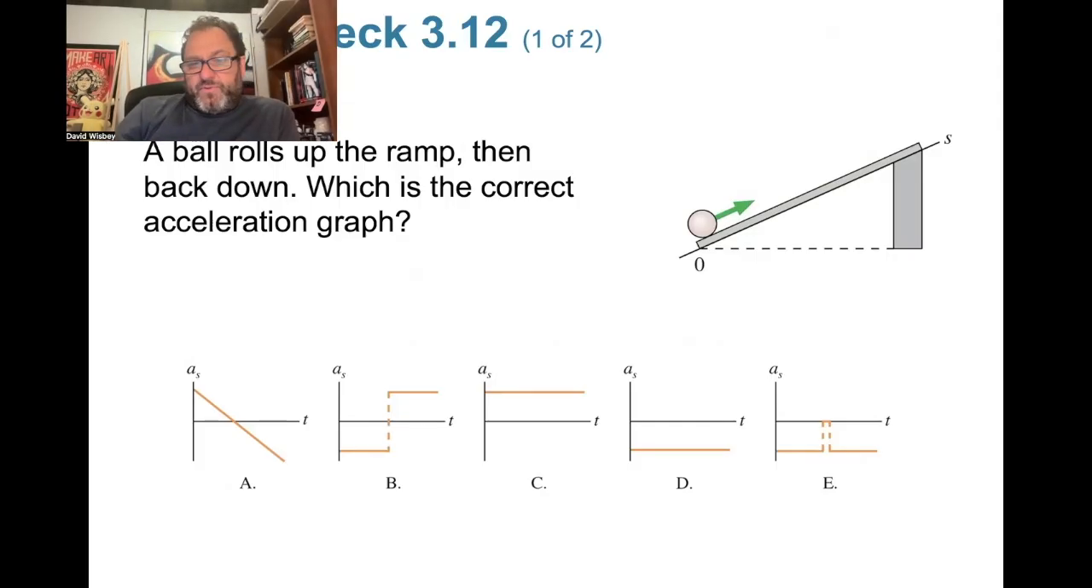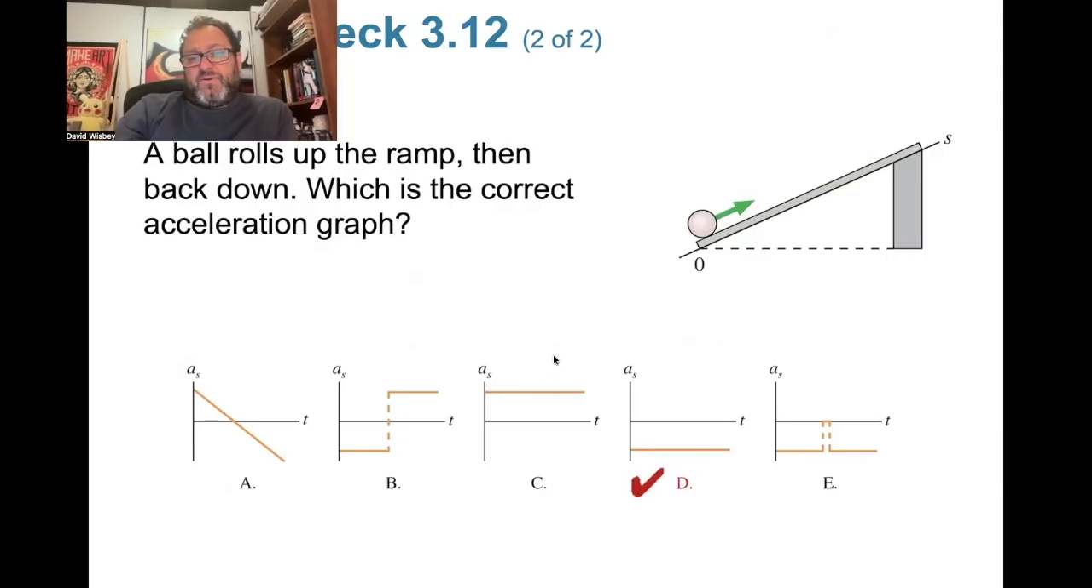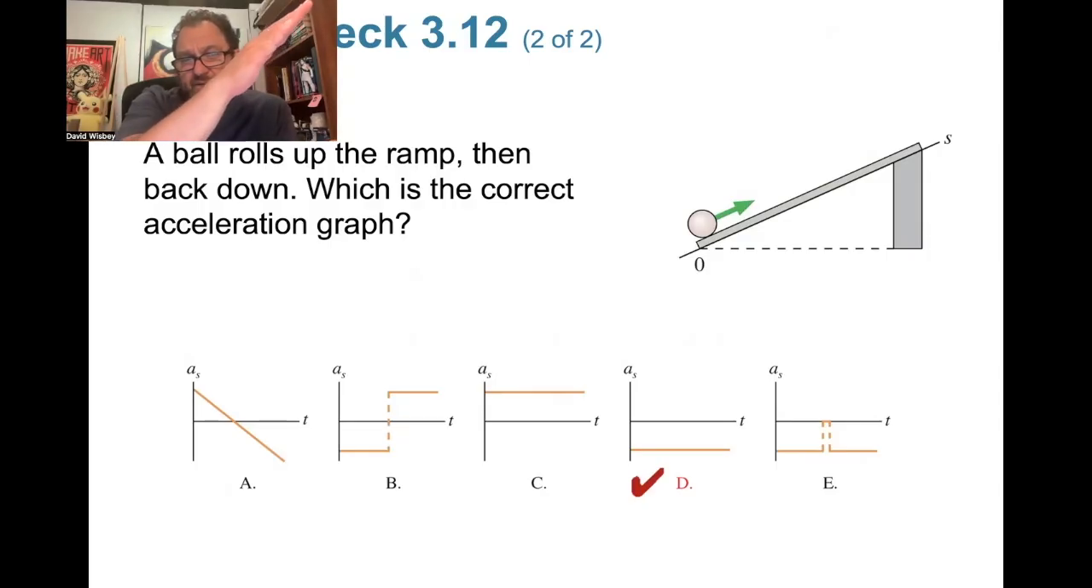I don't remember which supervillain it is, but it's always negative. It's constant. It doesn't change. There's only one. It's D. Because even if this thing's going up the ramp, velocity is changing, right? Velocity is decreasing. It's going down in a slope.